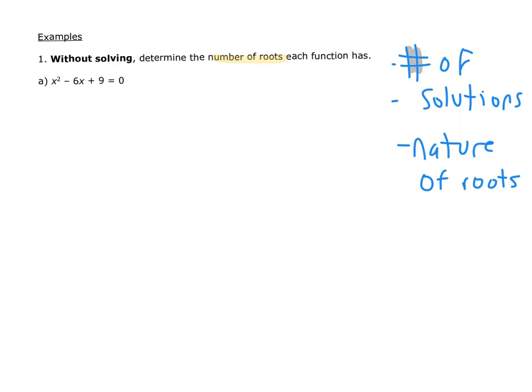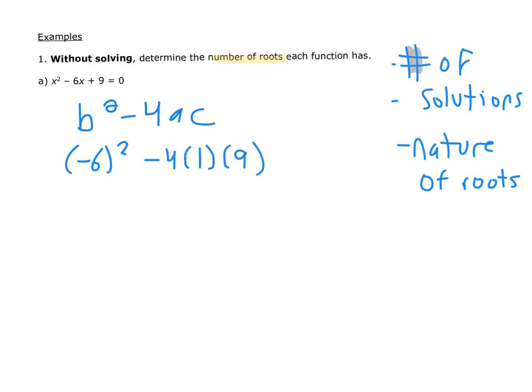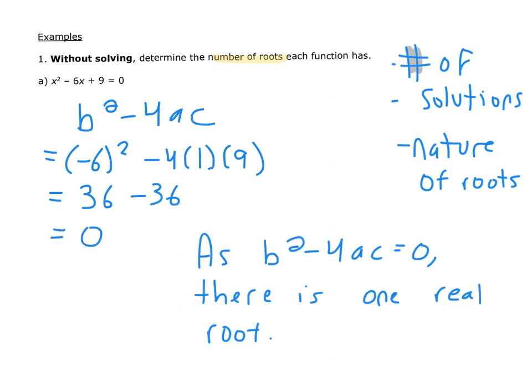So in this question, we are asked for the number of roots. We're given the quadratic equation x squared minus 6x plus 9. Again, the discriminant is b squared minus 4ac. Here, b is negative 6, so negative 6 has to go in brackets, minus 4 times a, which is 1, times c, which is 9. Now I will evaluate 36 minus 36, which is equal to 0.